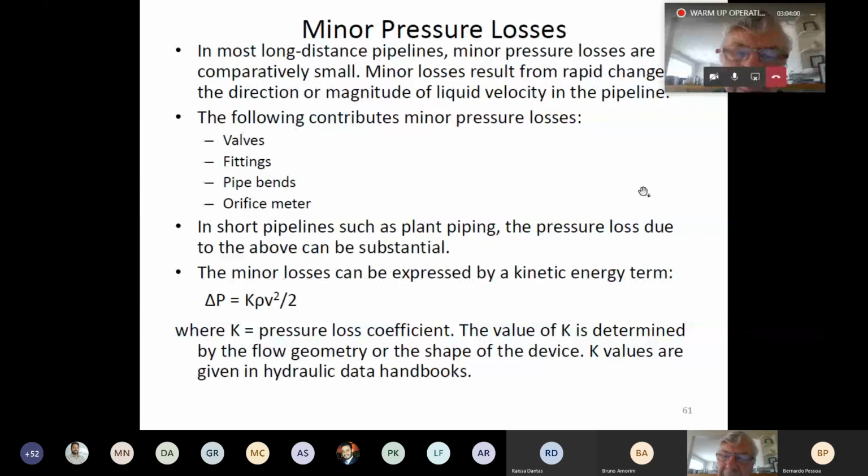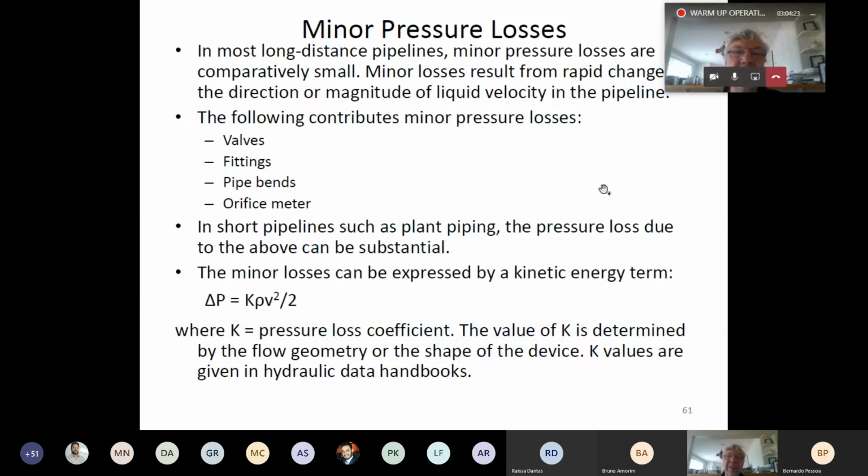So the minor losses we can calculate just by looking at that. The delta P, the pressure loss, is a pressure loss coefficient K times rho V squared over 2. You get K from looking up in some of the catalogs. A Crane catalog has got different coefficients there for different types of equipment.